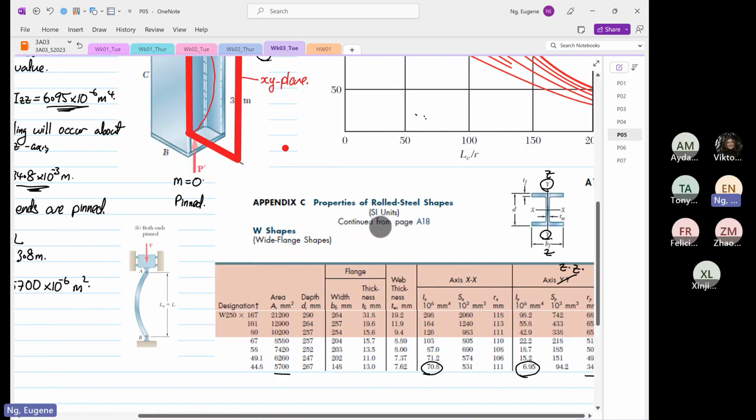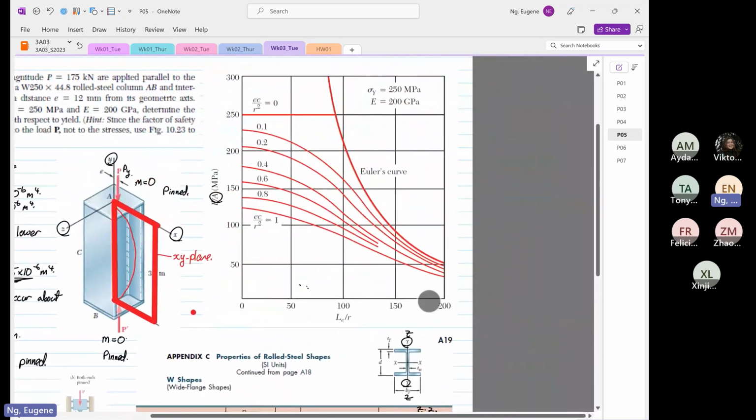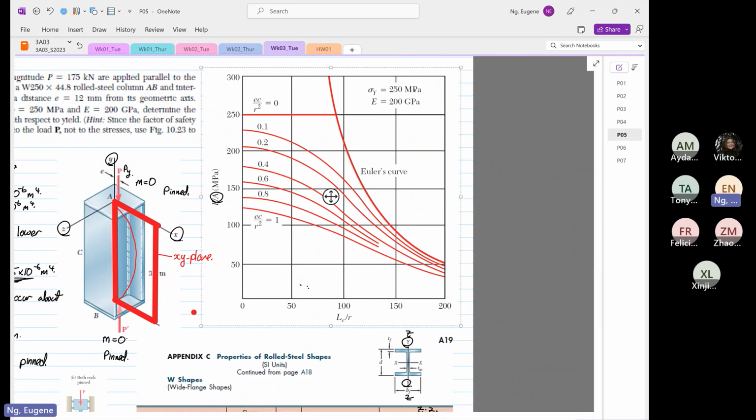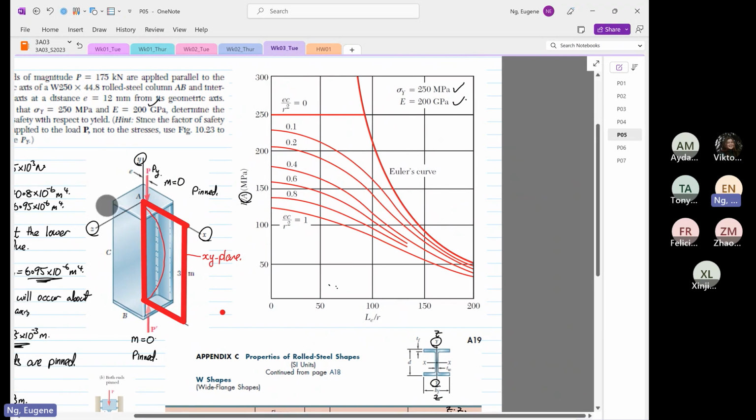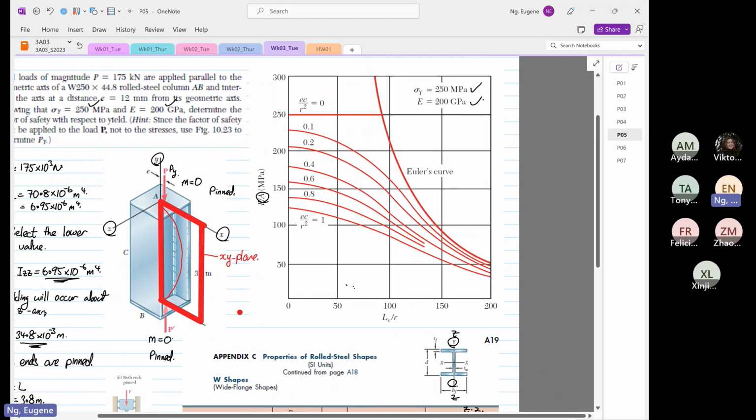So before we go, let's look at this chart. So this chart, what do we need? Okay, so we know that we can use this chart because the yield strength is equal to 250 times 10 to the power 6, and the Young's modulus is 200 times 10 to the power 9. Then the next thing we need to determine is we have to find out what is our Le over r, and then we also have to determine what is our Ec over r squared.